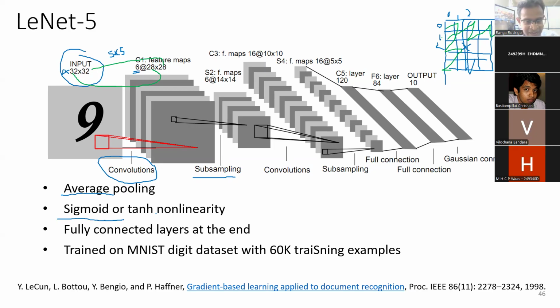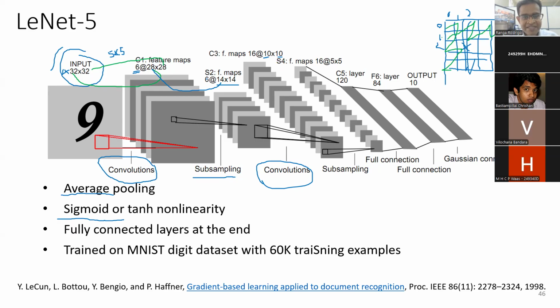Sigmoid or hyperbolic tangent nonlinearity. These are not good, but we will implement that. Here you can see it is stride 2 pooling. That's why the size has become half: 28 has become 14. And then again, another convolutional layer. There you can see the size has become 10 by 10.